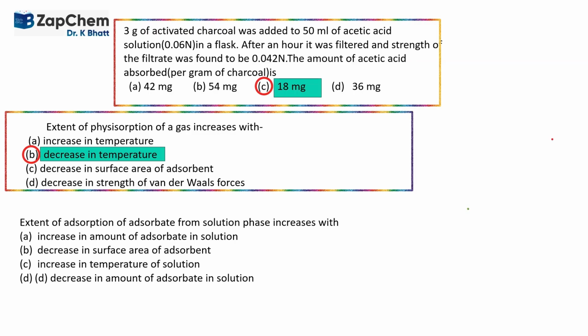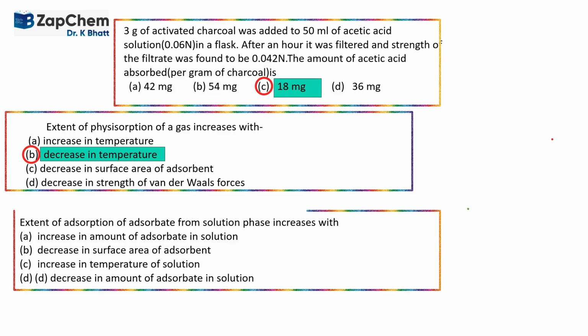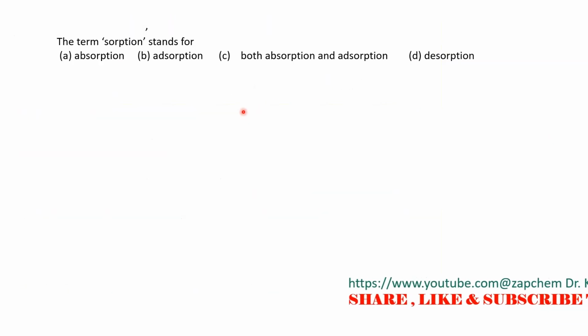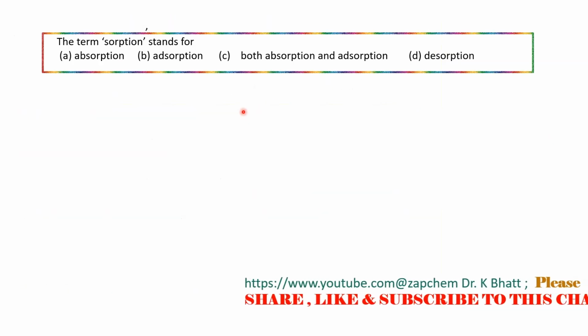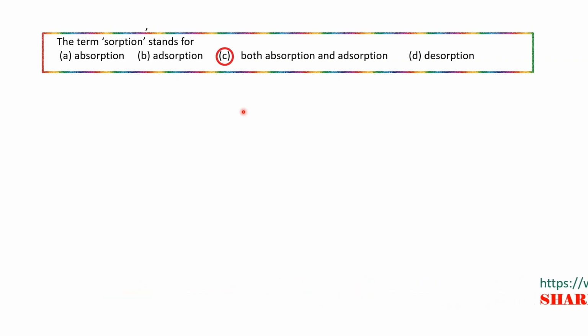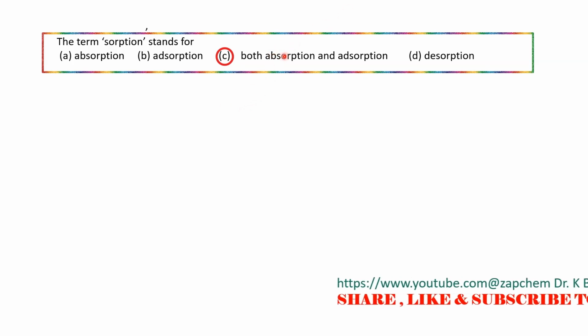Next question. Extent of physisorption of a gas increases with, and the correct answer is decrease in temperature. Another question. Extent of adsorption of adsorbate from solution phase increases with, the answer is increase in amount of adsorbate in the solution. The term sorption stands for, the correct answer is both absorption and adsorption. Mark the difference between B and D.